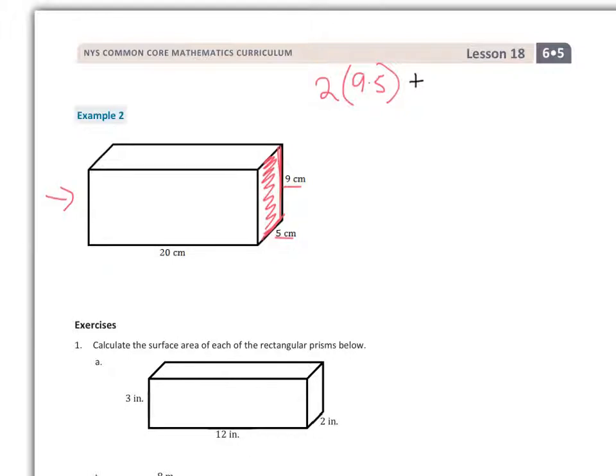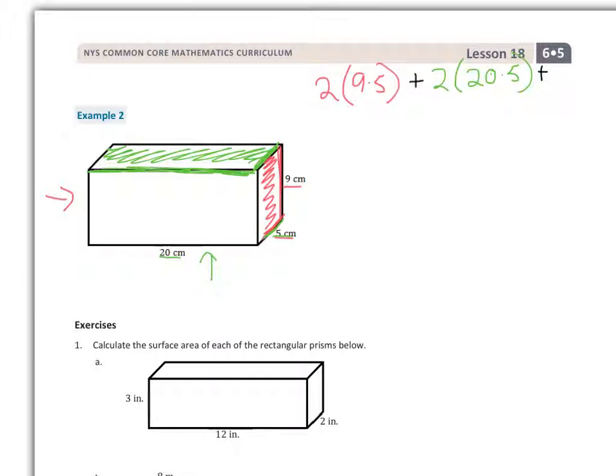And then the next one I'll do is the top. So that would be like this one, which is also on the bottom. And I know that going across this way, it's 20 from this guy right here. And going across this way, it's going to be 5, because the 5 is also right there. So that would be 2 of 20 times 5. 20 times 5 would be 100, and there's 2 of them.